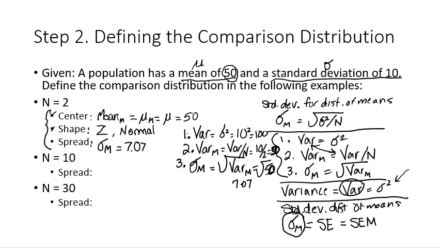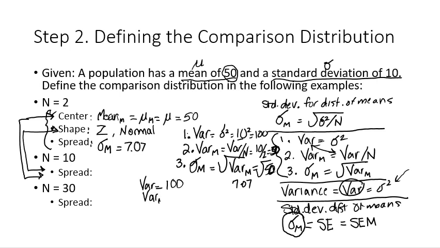We can follow the same steps for calculating spread for this next example. Center will not be changed. Shape will not be changed. So we don't even need to rewrite those. We can just calculate spread. So in this case, we'll follow the same set of steps. We'll first calculate variance. Variance still equals 100 because the standard deviation hasn't changed.